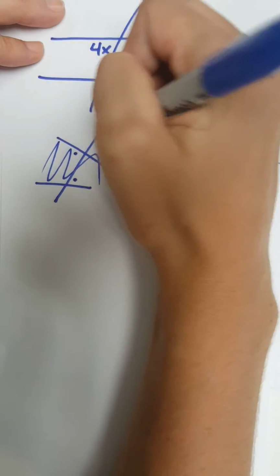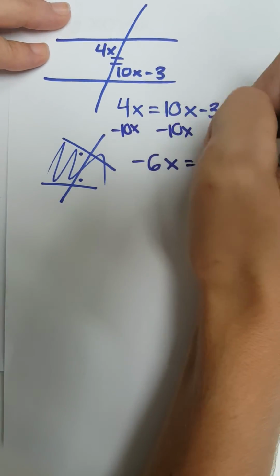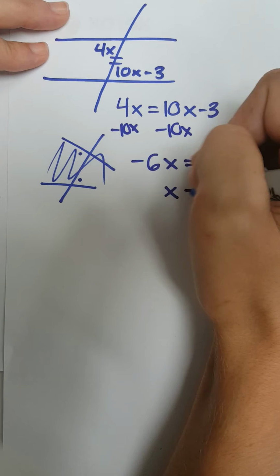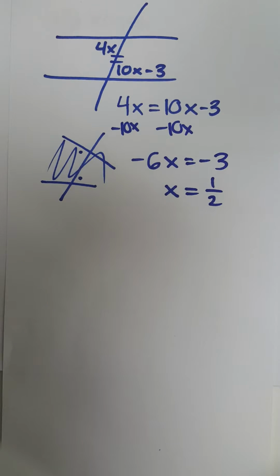So anyways, then we solve. I would subtract 10x from both sides. Oh, look, this one works out perfectly. Negative 6x equals negative 3. X equals 3 over 6, which is 1/2. There we go. Solved. Done. Okay, so practice more of those. Make sure that you're good at that.